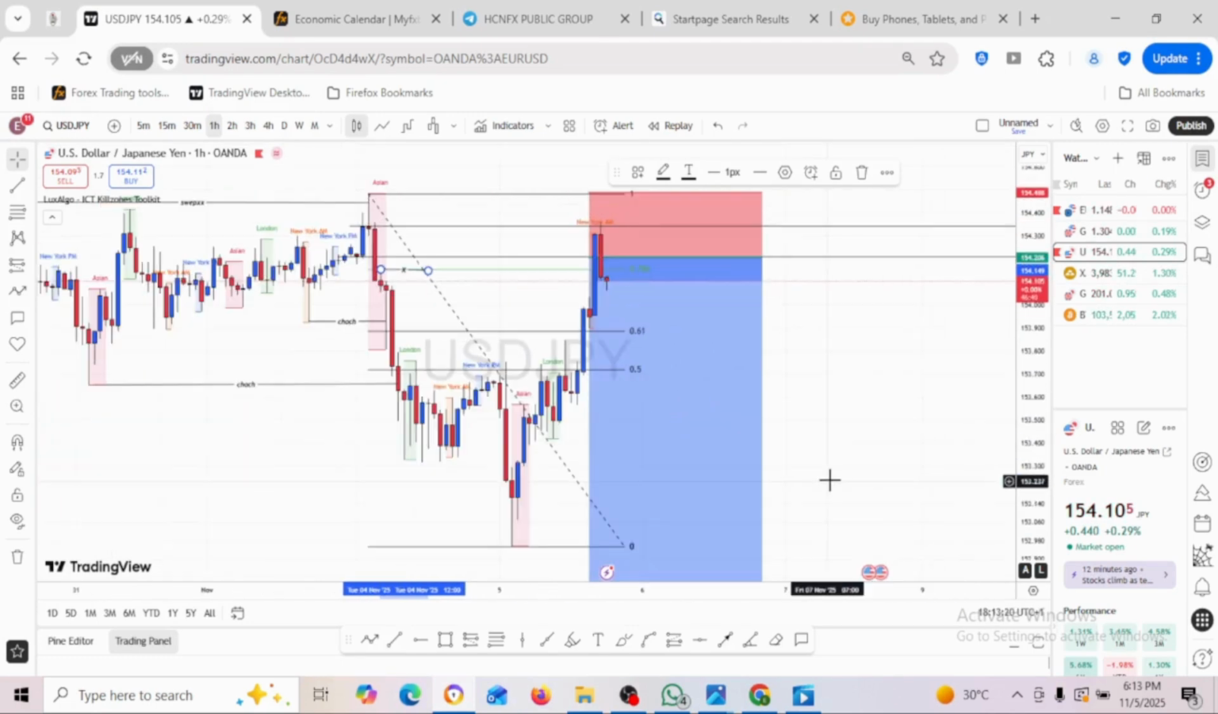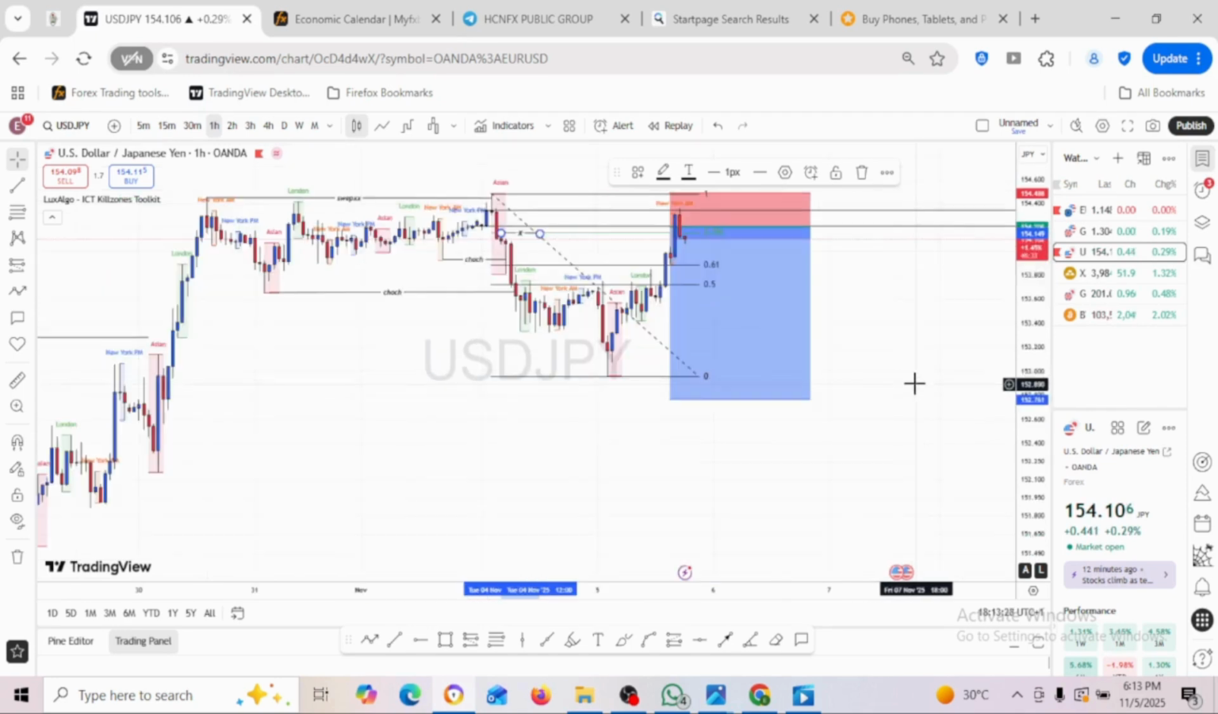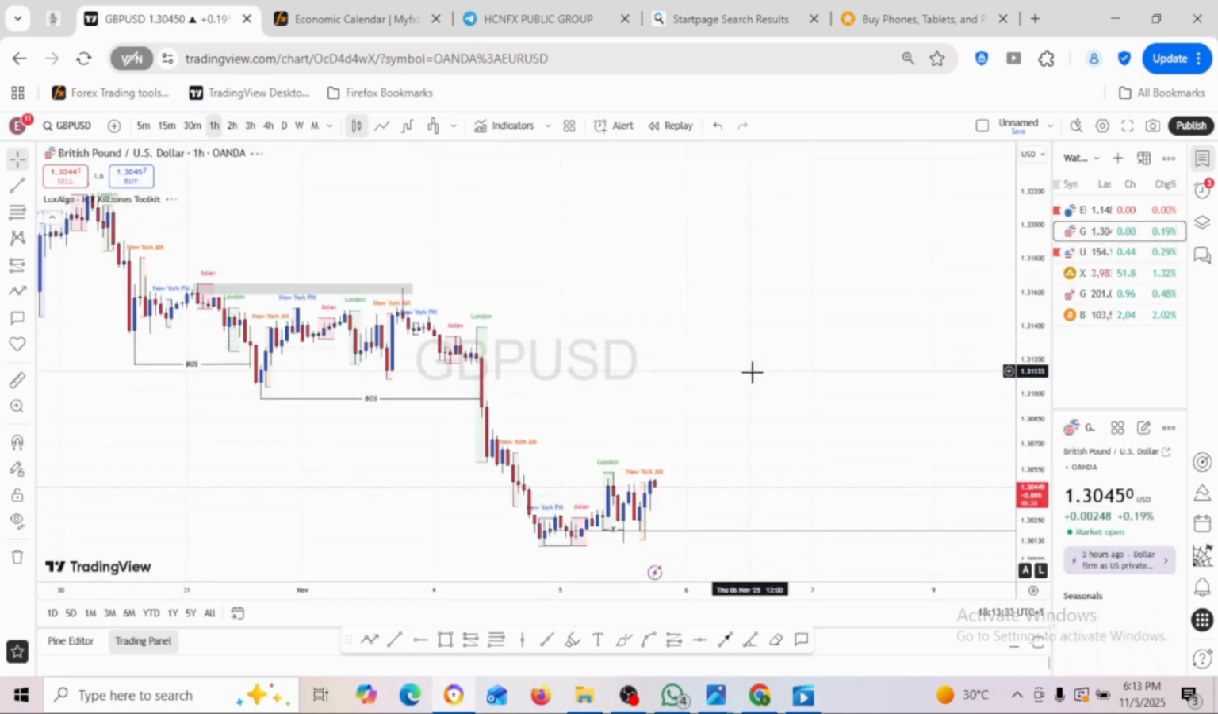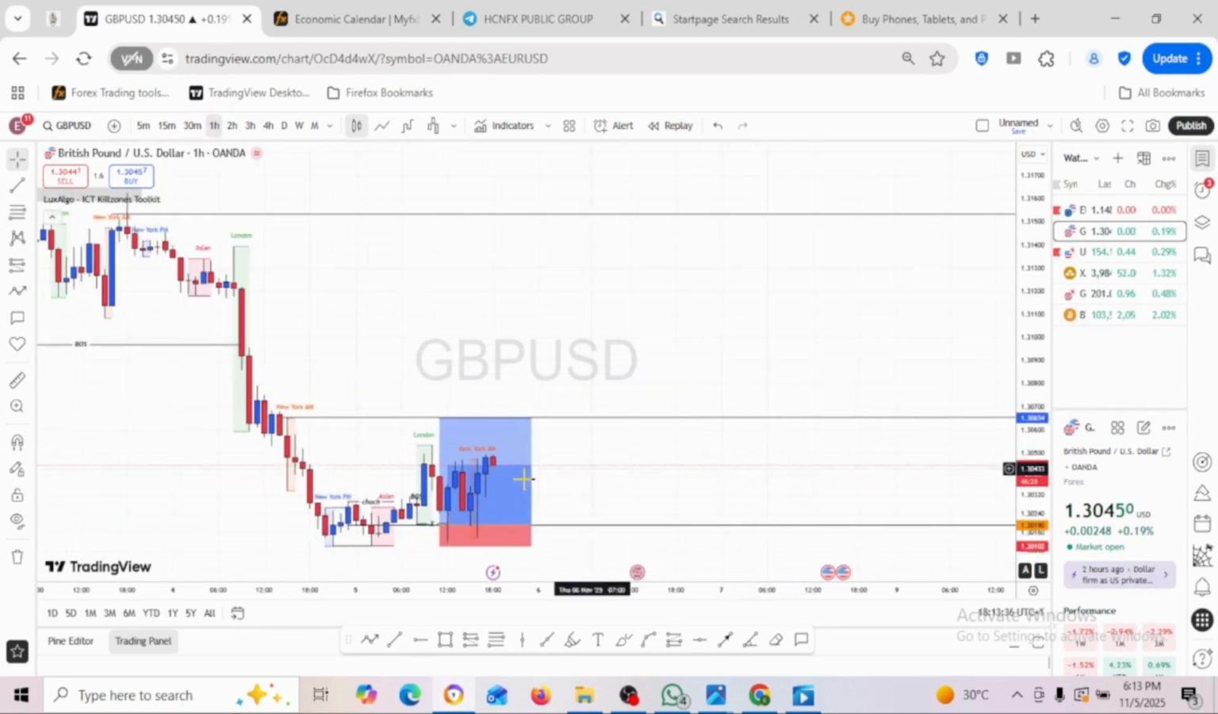So guys, that is it. I'll be keeping you updated on how the trade is going, the 2 trade. If I win the 2 trade, I'll be very grateful to God. You can see GU is just playing around, but I'm expecting GU to come into this area.